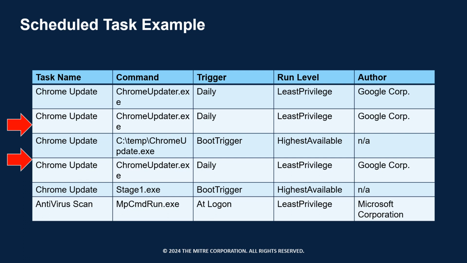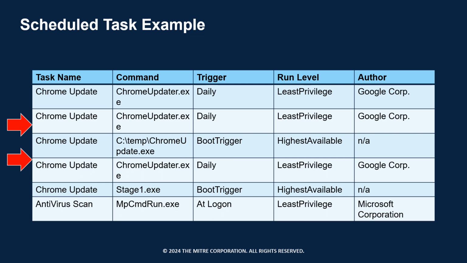But if you look at the trigger, the run level, and the author, we see further differences. And perhaps more importantly, we see that not only is this Chrome update running when the machine is booted up, it is also running at the highest privilege level available to it, whereas the other ones are running daily and at the least available privilege. This might reinforce for us that this Chrome update exe out of the temp directory is in fact malicious.